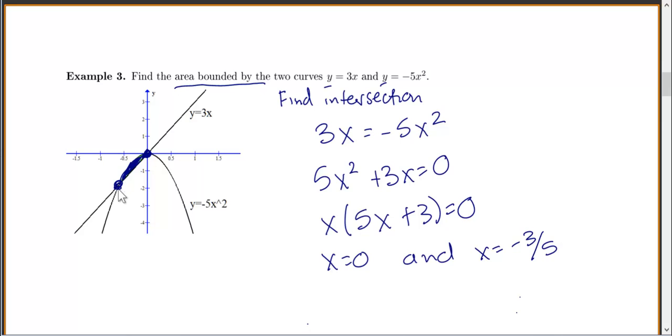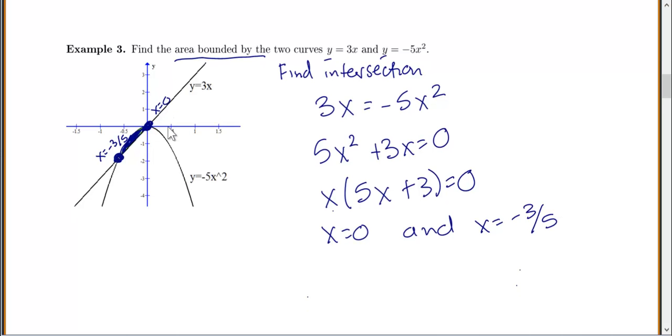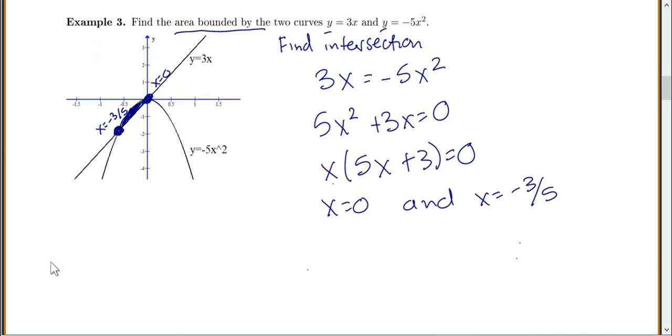So this point is x equals negative 3/5. This point is x equals 0. So those are my limits of integration. So I had to actually find those first. So now we can integrate from negative 3/5 to 0.